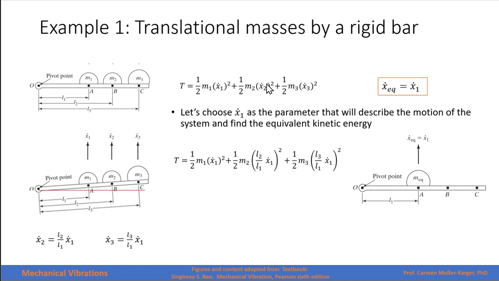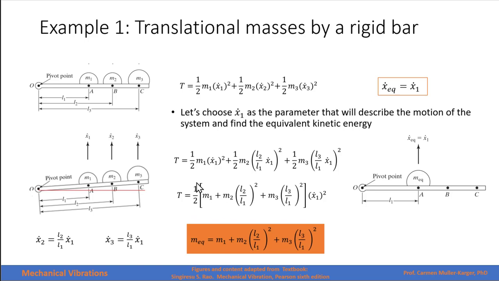So if I substitute x dot 2 in terms of x dot 1 and x dot 3 in terms of x dot 1, I have this expression right here, and I can take out the common value x dot 1, and I have this expression right here. And since this is also my equivalent velocity, then I can say that what is in the bracket is my equivalent mass of the system. And that is how I find the equivalent mass to have a much simpler system.